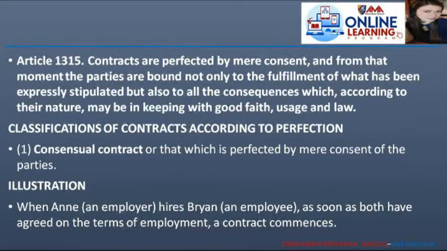So classifications of contracts according to perfection. Kailan ba magkakaroon ng force of law? So una, tawag natin doon consensual contract. It came from the root word consent, no? Consensual. Or that which is perfected by mere consent of the parties. So pag may consent na parehong parties, then meron ng perfection of contract.